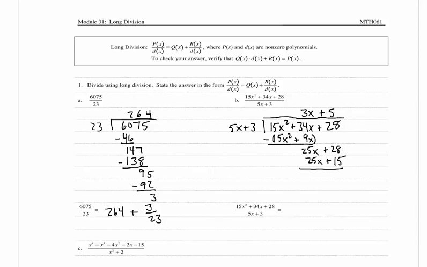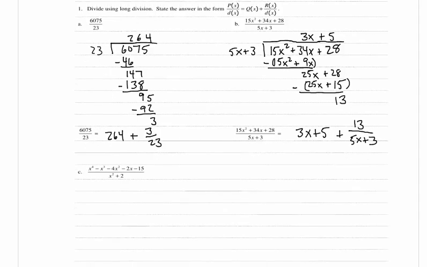And now we're going to subtract. 25x minus 25x is 0. 28 minus 15 is 13. So our quotient is 3x plus 5, and we have a remainder of 13. So now we're going to write our quotient first, 3x plus 5, and our remainder is positive, so plus 13 divided by the denominator, which was 5x plus 3.